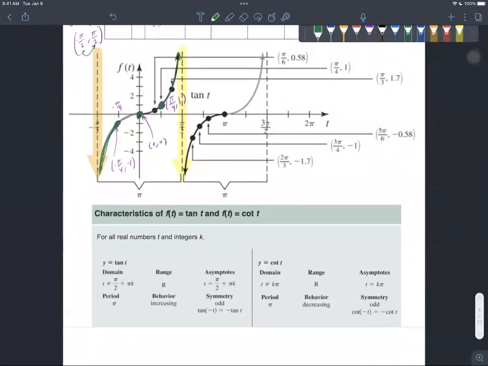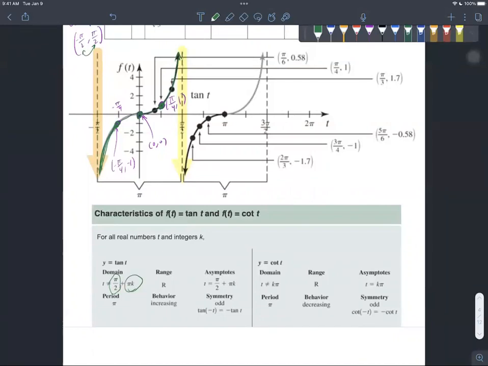And so some characteristics. What is the domain of tangent? It is all values except the vertical asymptotes. So except pi over 2, which is the vertical asymptote highlighted in yellow. The period of tangent is pi radians.